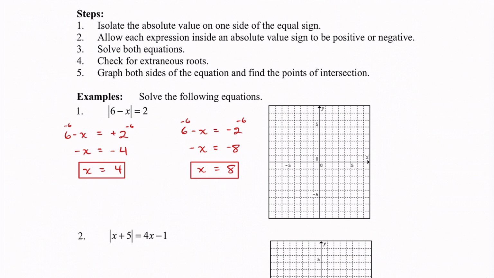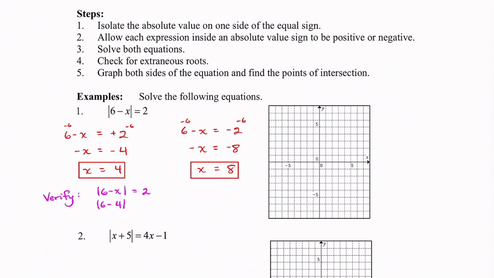So now that I have those two solutions, what you should do next is verify or check for extraneous roots. So I'm going to do that quickly right here. So verify. And first we'll do x equals 4. So we had this 6 minus x in an absolute value. This should equal a 2. So we got 6 minus, and then it was a 4.